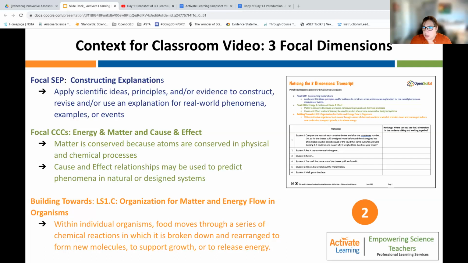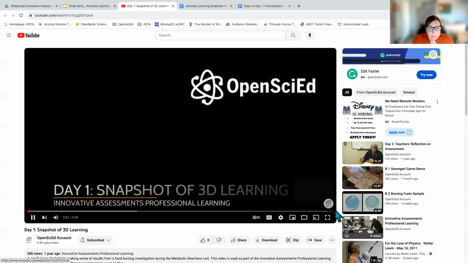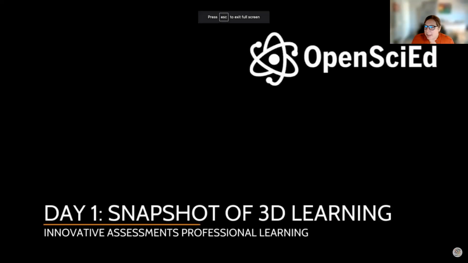Okay, as you watch, try to keep the Zoom open, maybe minimize it a little bit and get your other document open. Sometimes I like to shrink both screens so I can do both at the same time. I'll play the video while you take notes. We're looking for evidence of the 3 dimensions. If you see more than constructing explanations, great. If you see another cross-cutting concept other than these 2, that's fine too. Just be prepared to share when we're done. So here we go. It's about 4.5 minutes long.